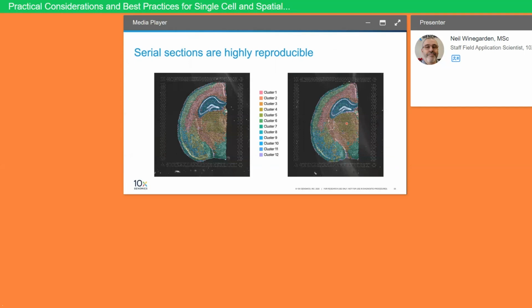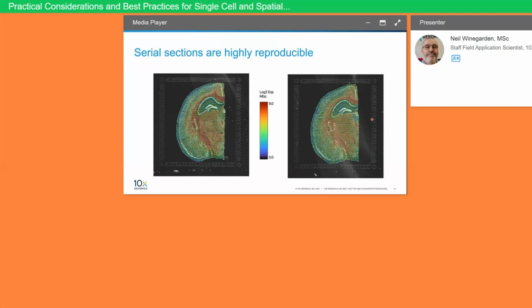Spatial transcriptomics approaches are also highly reproducible. It's not really possible to do a true technical replicate with this technology because the tissue section really is consumed during the process. So here what we have instead are 2 serial sections of a mouse brain. For these 2 sections, the software identified 12 distinct clusters of spots. They were identified on the basis of transcriptional similarity. The spots are colored on the basis of which cluster each spot was associated with. And you can see the remarkable similarity between these 2 sections with very, very similar patterns existing.